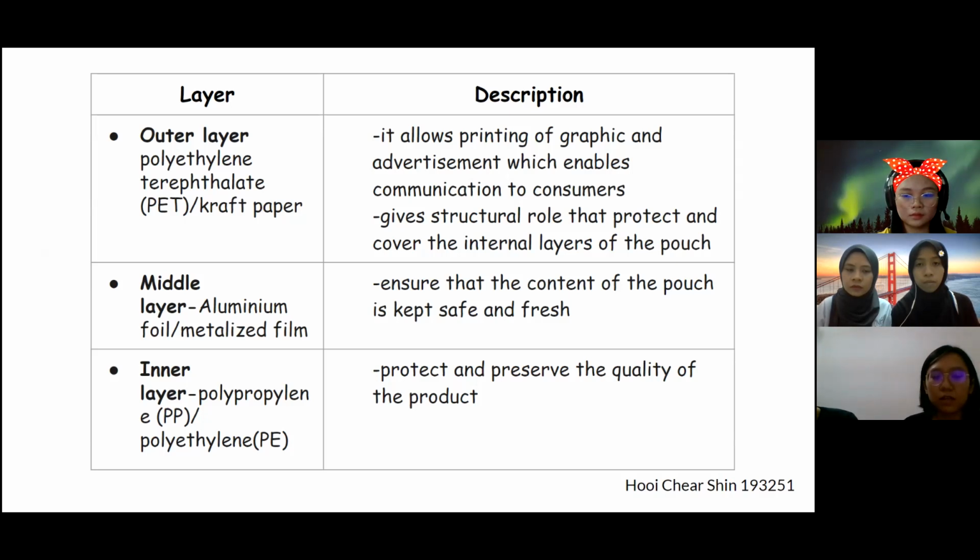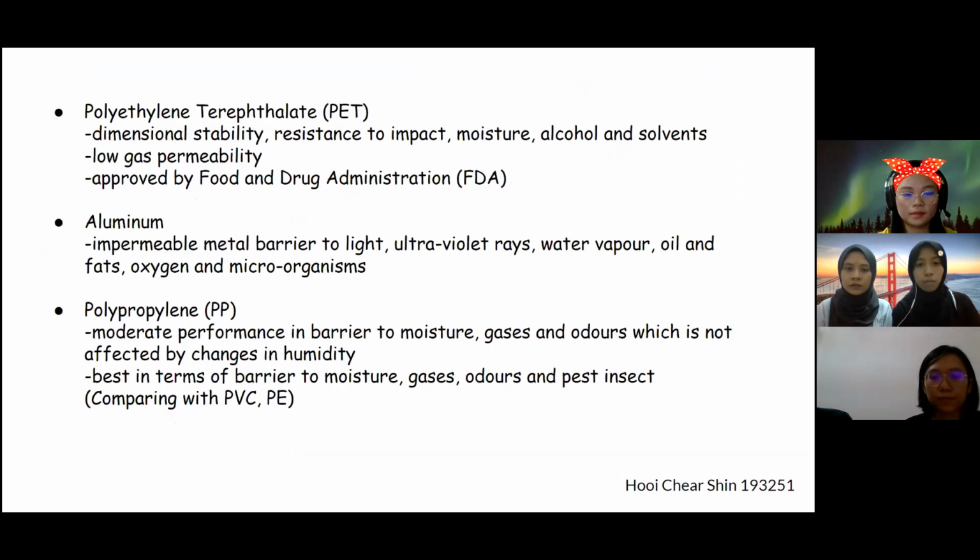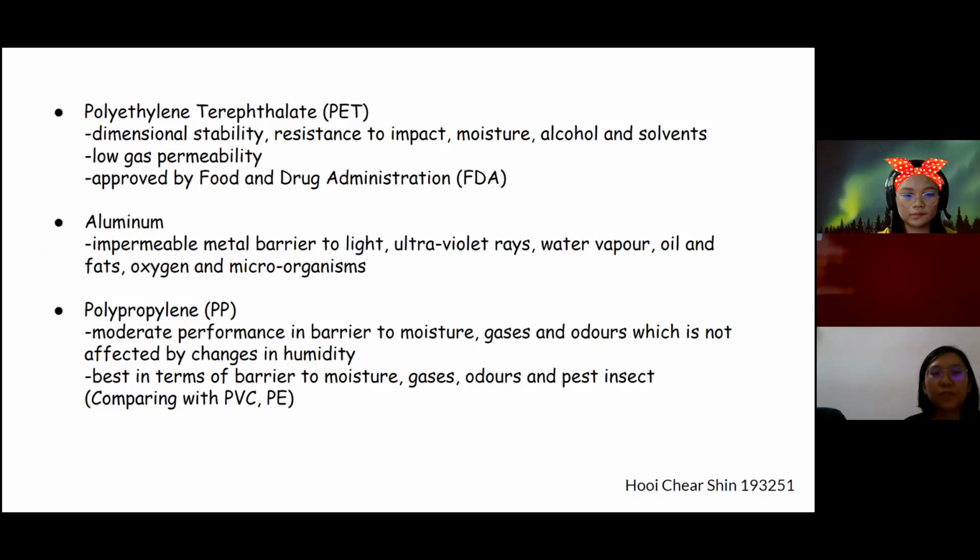For the middle layer, the choices are aluminum foil or metallized film. It is to ensure the content is kept safe and fresh. For the inner layer, there are 2 choices, which are PP and PE. It is to protect and preserve the quality of the product. So at the end, we chose PET, aluminum, and PP for the outer layer, middle layer, and inner layer.